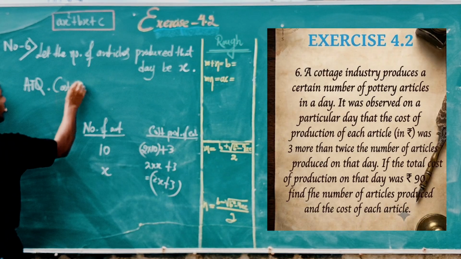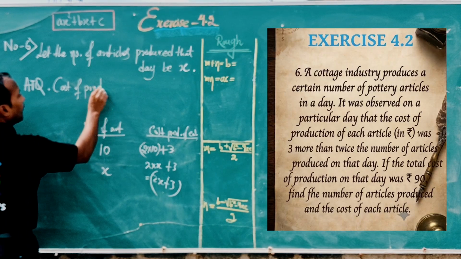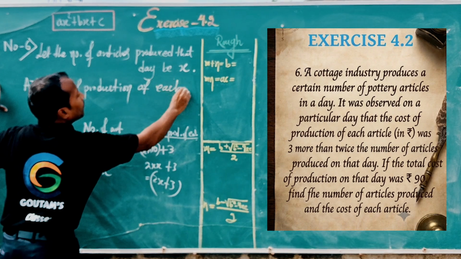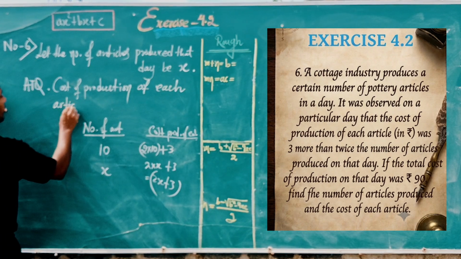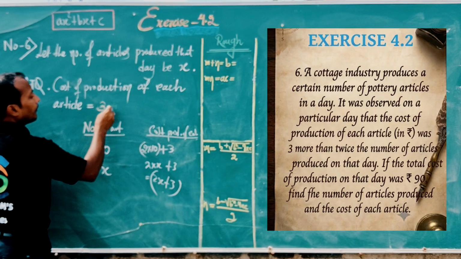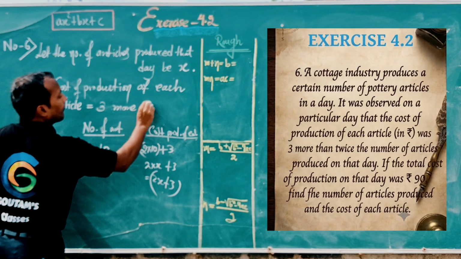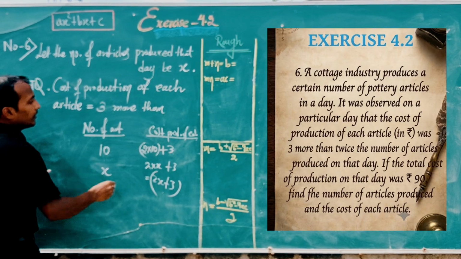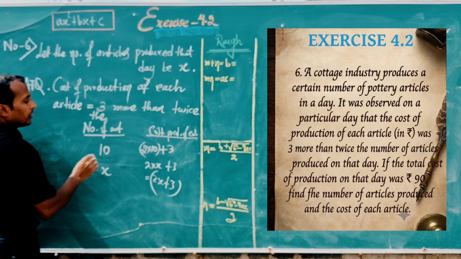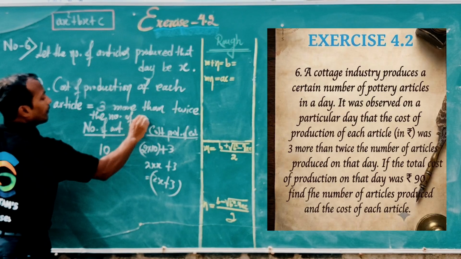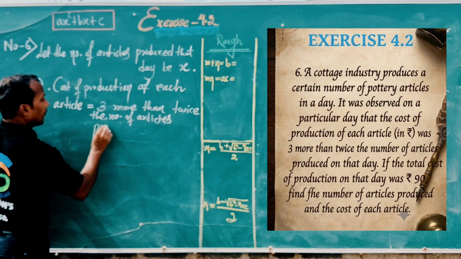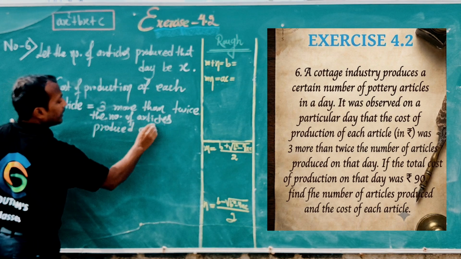Then according to the question, what can I say about the cost of production of each article? According to the question, the cost of production of each or one article is told in the question equal to 3 more than twice the number of articles produced on that day.